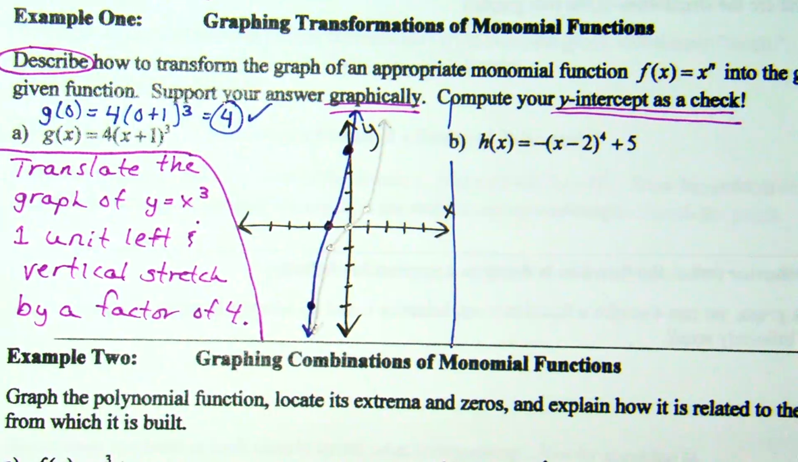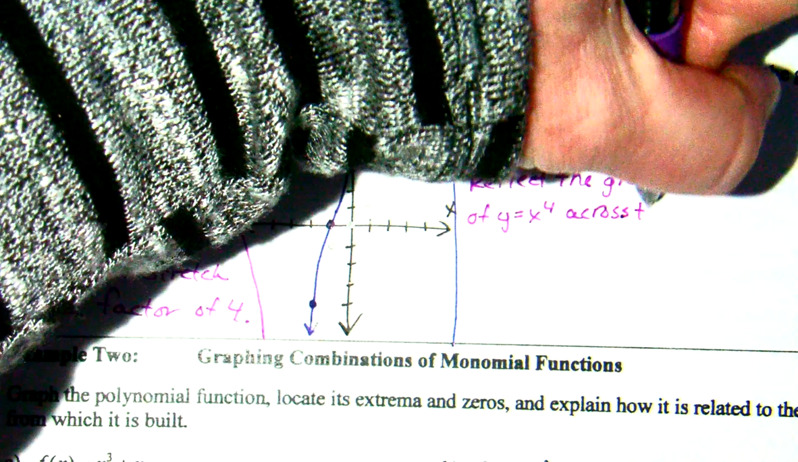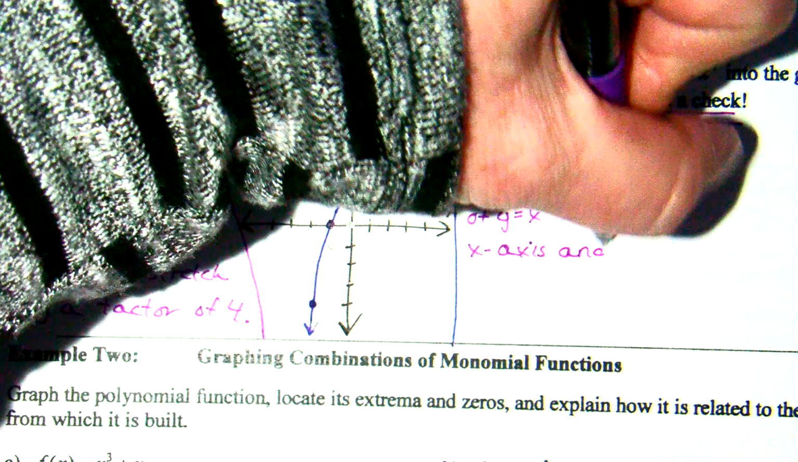We're going to have to reflect the graph of y equals x to the 4th across the x-axis and translate right 2 and up 5 units.